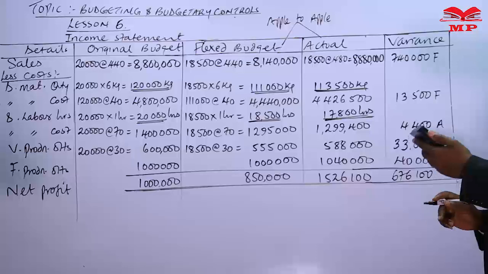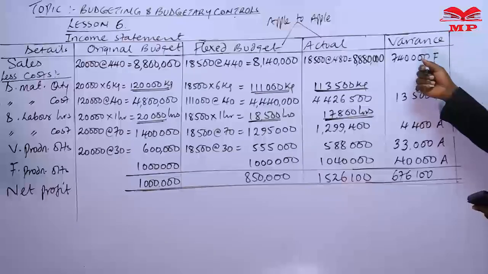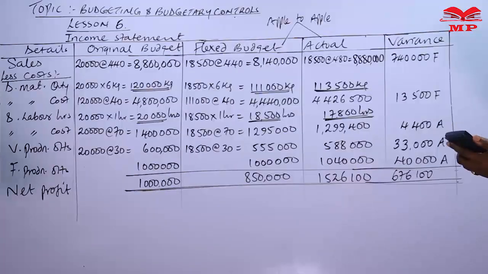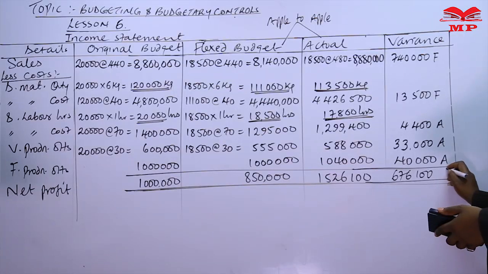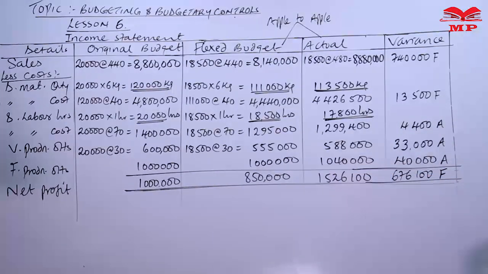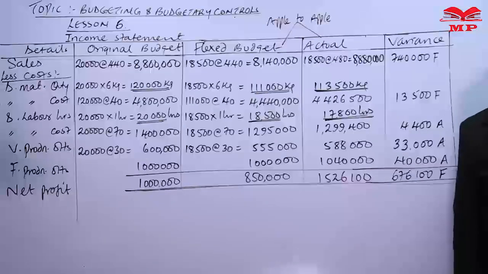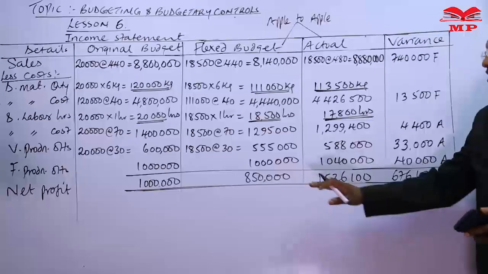676,100. And this, when you look at it keenly, even if you add the favorables and adverses, the 740, the plus 13.5, the minus 4.4, the minus 33, and the minus 40, this is giving you the same 676,100 favorable. It is favorable because you have made more profit than expected. More profit than expected. And that is the position.